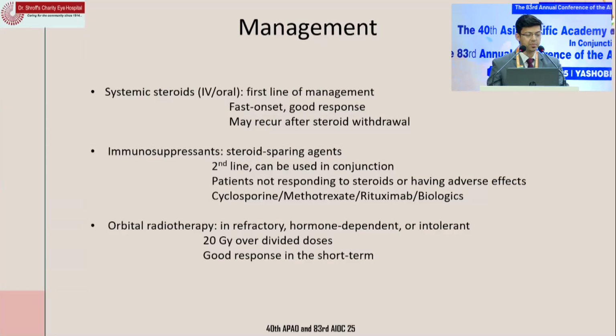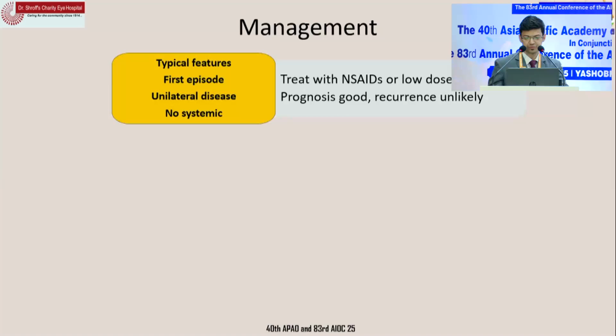Orbital radiotherapy is another management option in patients who are refractory or intolerant to steroids. 20 gray is the usual dose which is given over 10 days to patients, and a good response is seen in the short term, but radiotherapy of course has complications in the long term.